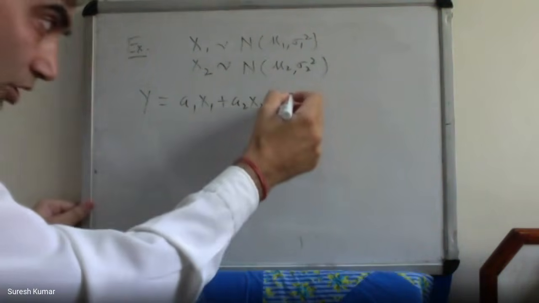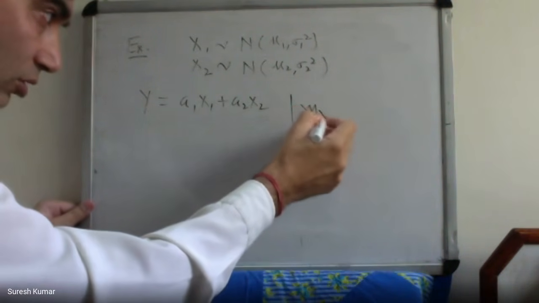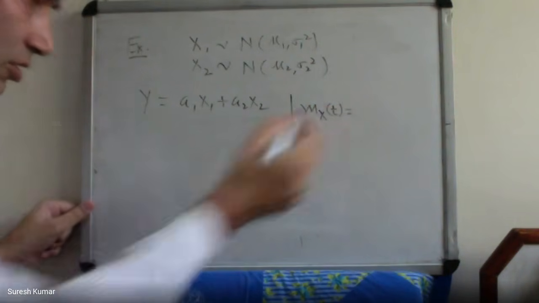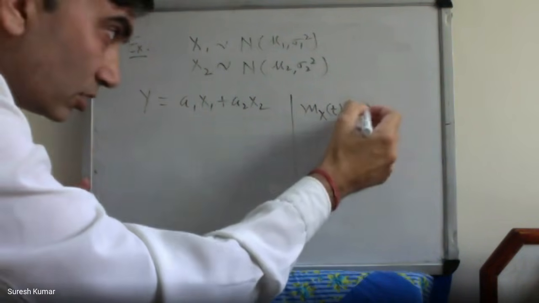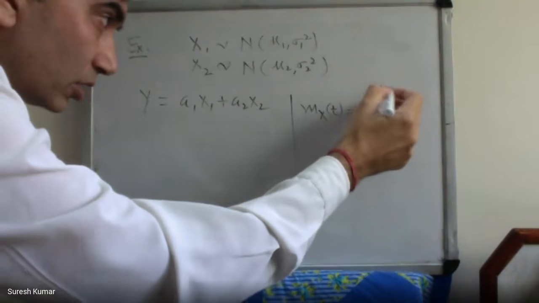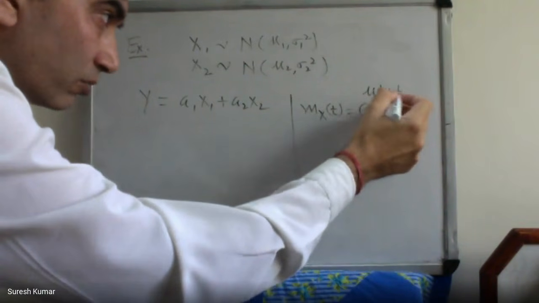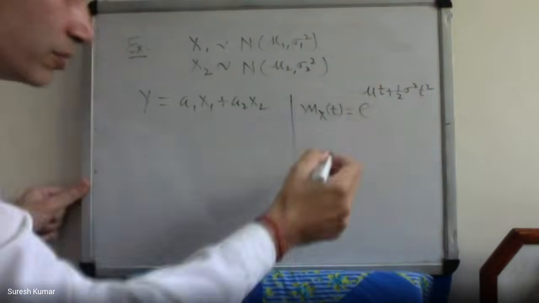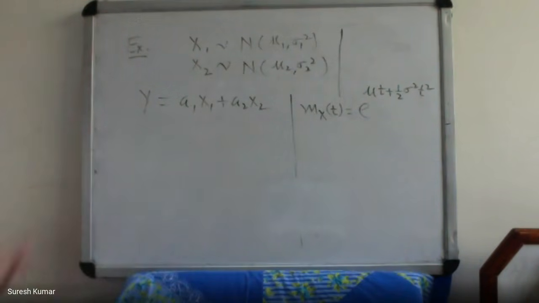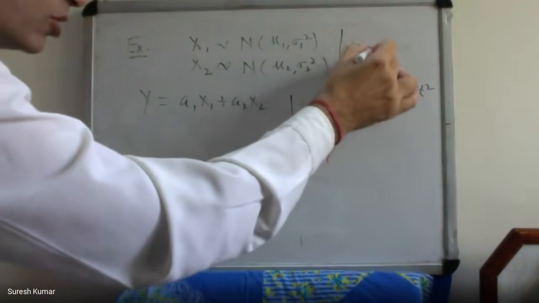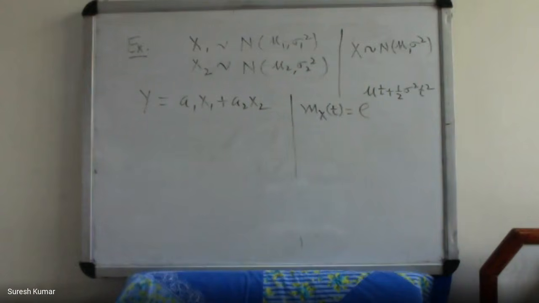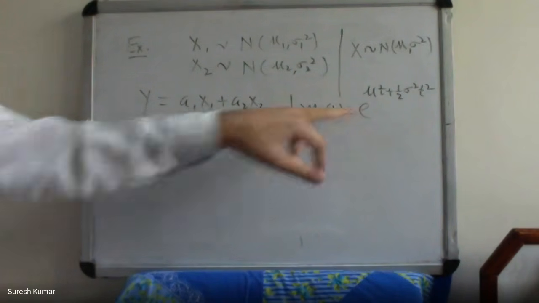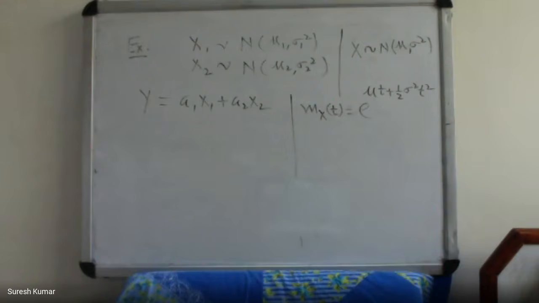For this, first you should recall the moment generating function of a normal random variable X with mean mu and variance sigma square. Hope you recall that. It is given by e power mu t plus half sigma square t square. That means if X follows a normal distribution with mean mu and variance sigma square, then its moment generating function is e power mu t plus half sigma square t square.